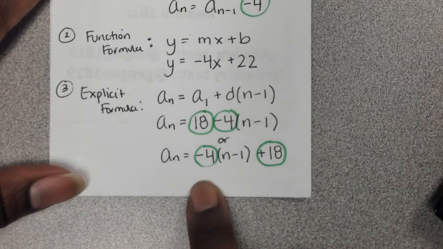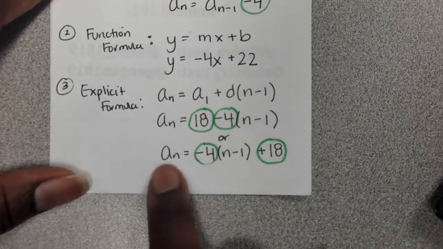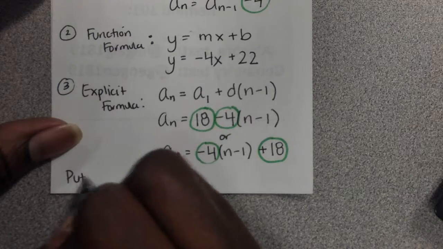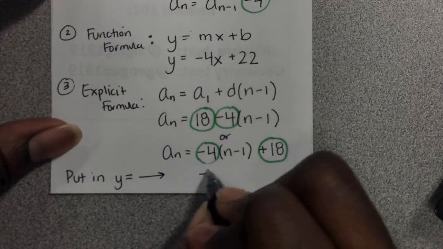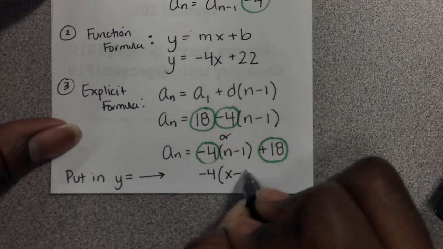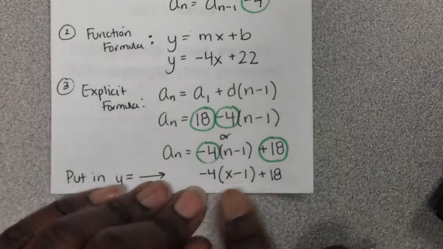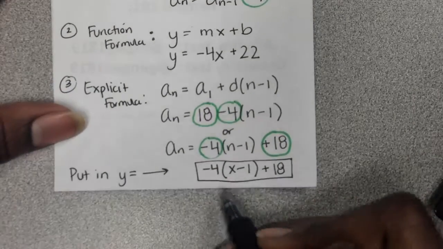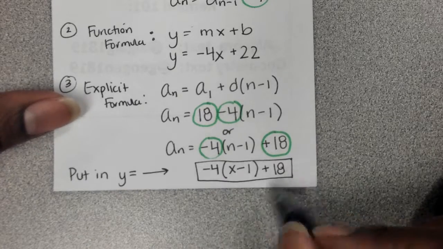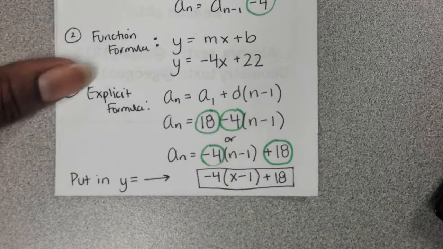And one more thing. This is really good because you can put this in the y equals. Put in y equals -4 parentheses x minus 1 plus 18. And then you could find any term they ask for. If they ask for A22, they can ask for A25, they can ask for A92. You just simply look in your table, in your XY table. All right?